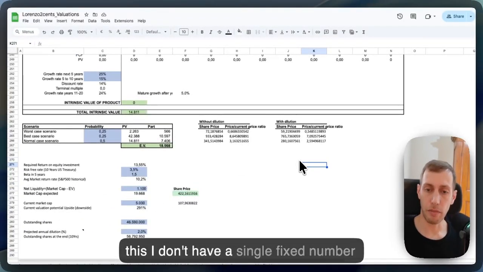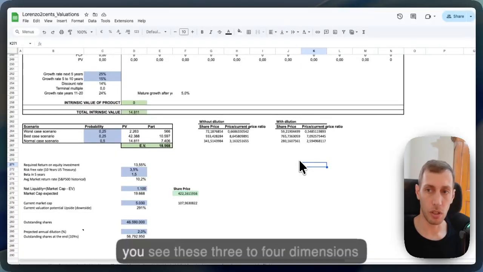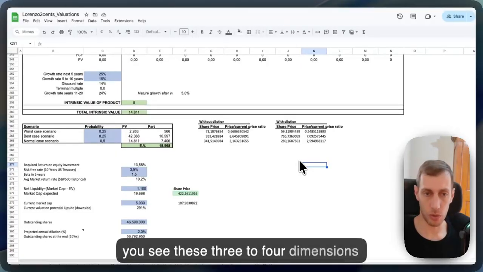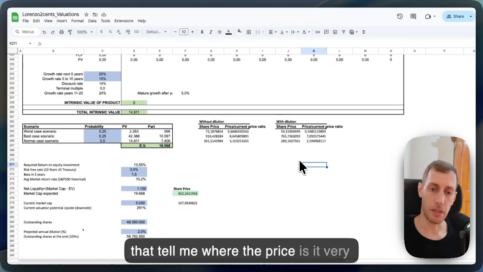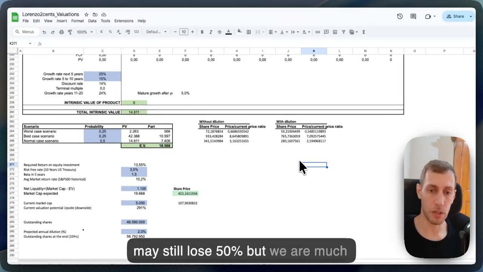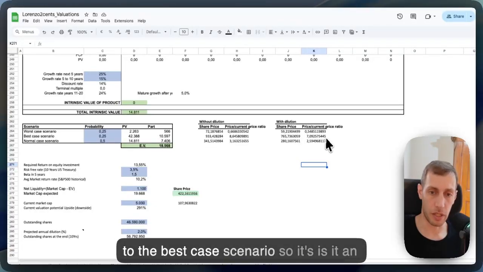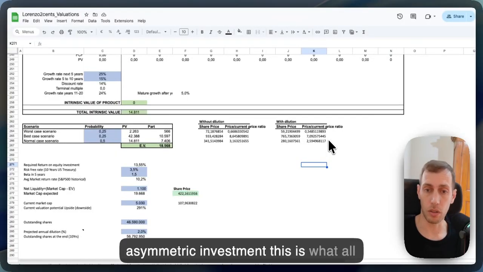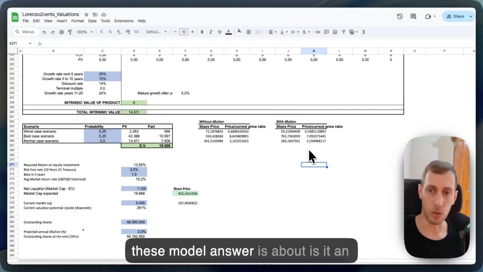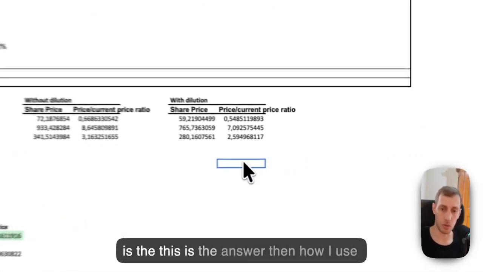I don't have a single fixed number that doesn't tell me anything, but I have, you see, these 3 to 4 dimensions that tell me where the price is. Is it very cheap now? Well, it's pretty cheap because we are close, even if I may still lose 50%, but we are much closer to the worst case scenario than to the best case scenario. So is it an asymmetric investment? This is what all this model answers. Is it an asymmetric investment? Oh, well, yes, this is the answer.